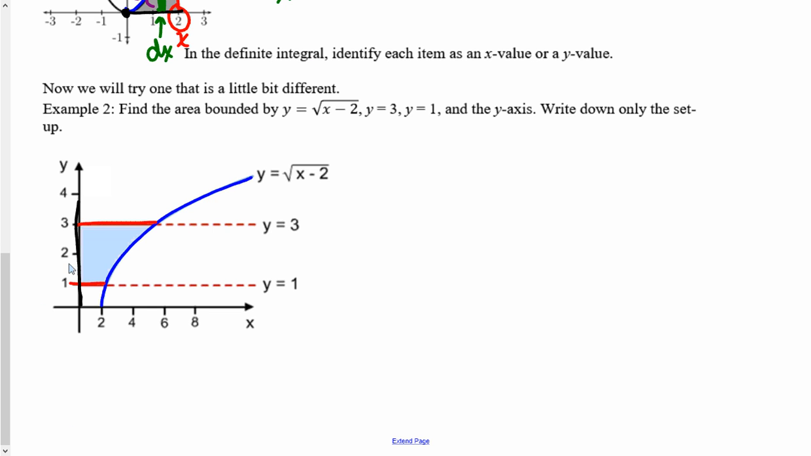So what I want to do is draw my rectangle not up and down, but across, horizontally. So now when I have my rectangle, the width of my rectangle is actually now dy, which means the height of my rectangle right here is not going to be y, but it's going to be x. So first thing I did was I drew my rectangle, and again, once you're bounded by the y-axis, you're going to want your rectangle to be horizontal.